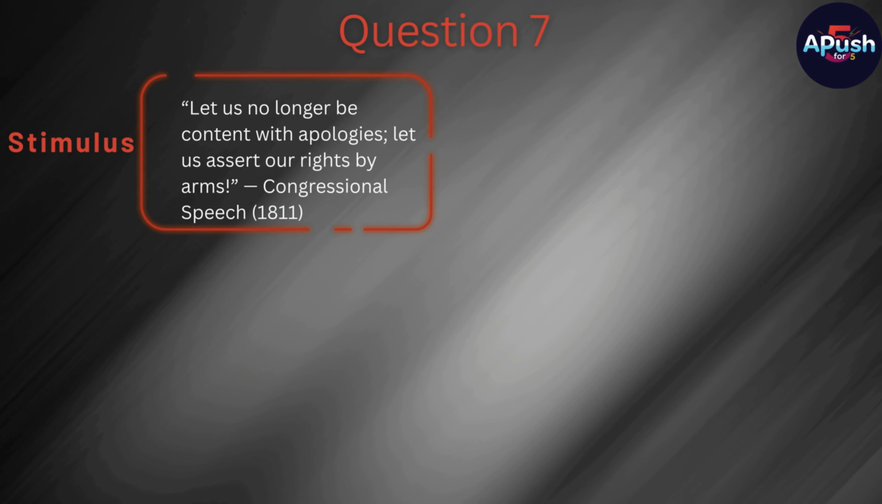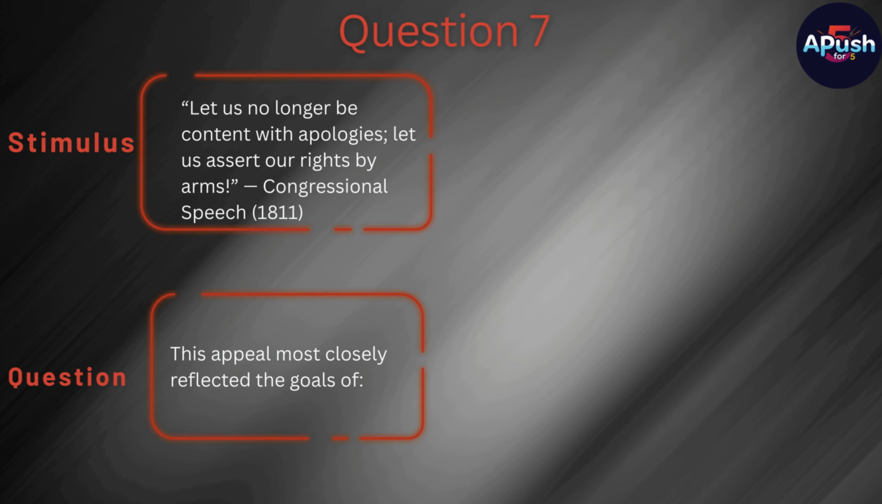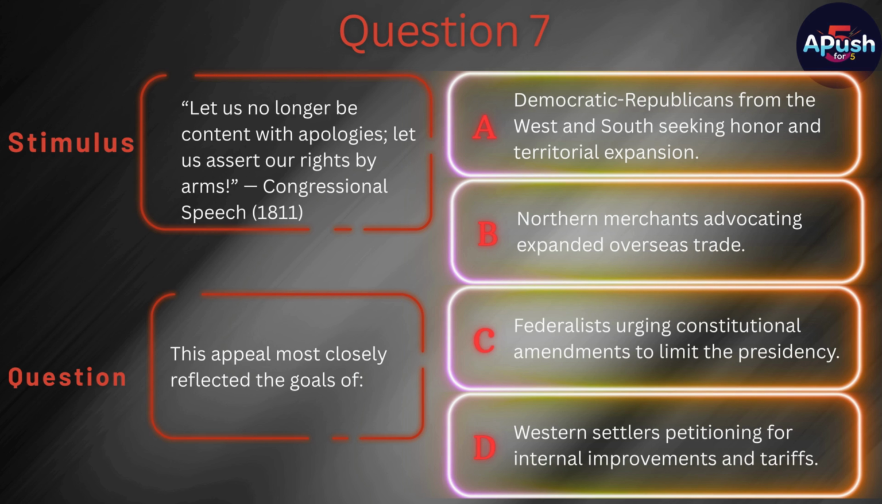Question 7. Stimulus. Let us no longer be content with apologies. Let us assert our rights by arms. Congressional Speech, 1811. This appeal most closely reflected the goals of A. Democratic Republicans from the West and South seeking honor and territorial expansion. B. Northern merchants advocating expanded overseas trade. C. Federalists urging constitutional amendments to limit the presidency. D. Western settlers petitioning for internal improvements and tariffs.